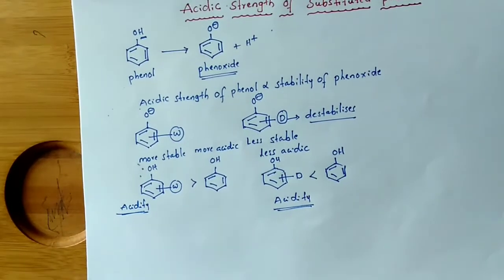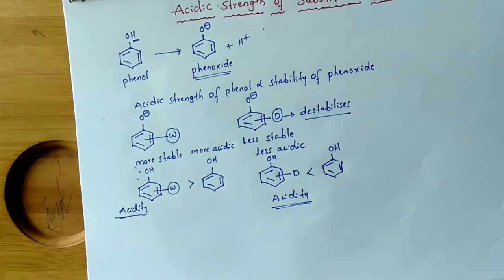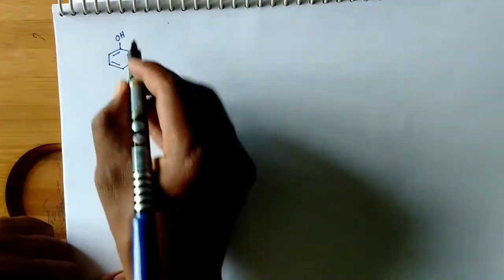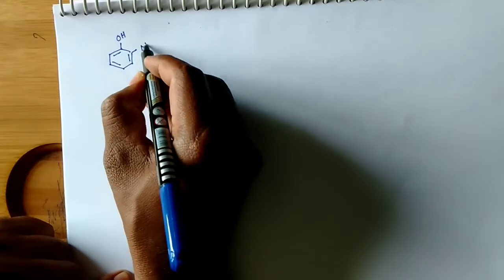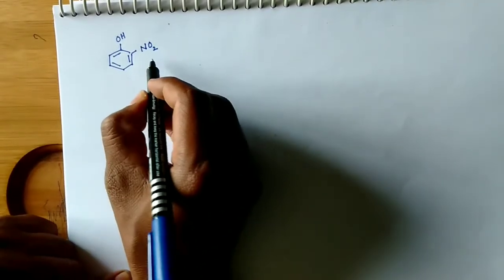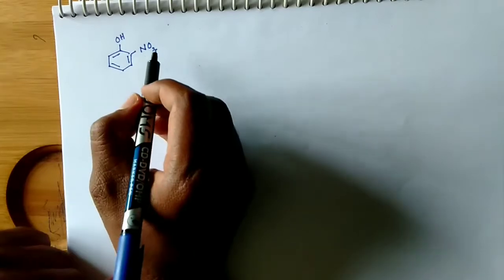Now let us see what the acidic strength is when an electron withdrawing group, that means a minus R group, is present. If a minus R group or plus R group is present on the phenol, how the acidic strength varies, let us see now. Here I am taking phenol with a minus R group. Minus R group means I am taking one nitro group. Nitro group is a minus R and minus I group. We will consider nitro group as a minus R minus I group.